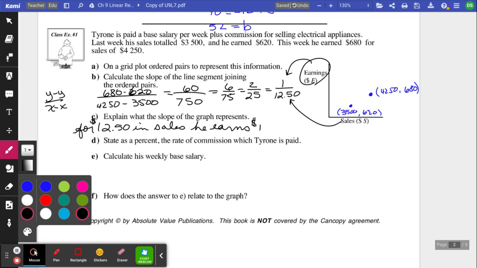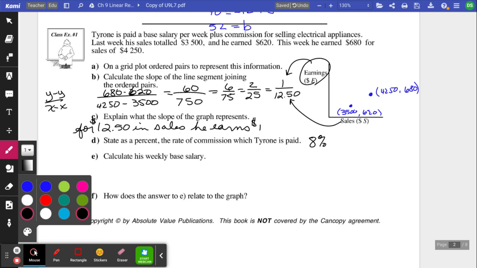So then it says say that as a percent. Go do that. How are we going to do that? Try to tell me what you get. What do you get? 8%? Yes. So he is earning 8% commission. You with me? Then it says calculate his weekly base salary.